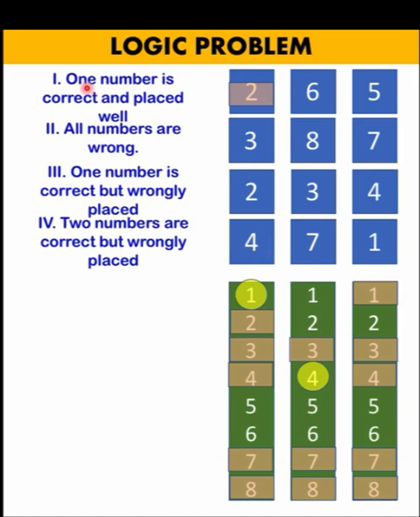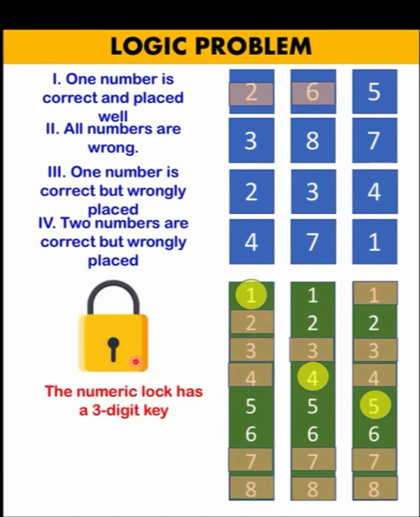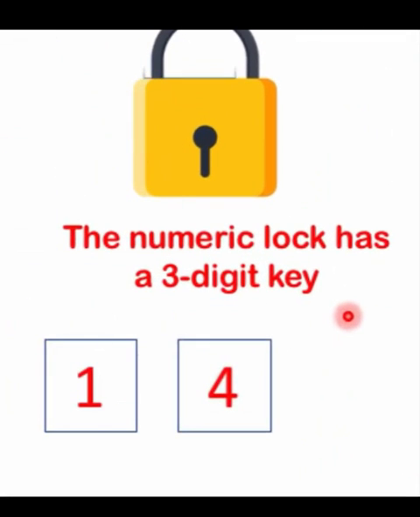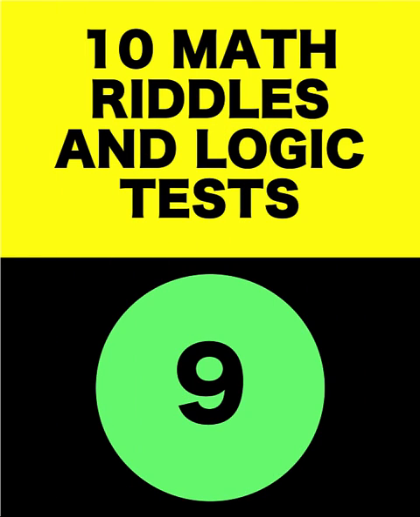And then going back to the first statement, one number is correct and is placed well. We know 2 is not that number, 6 is not that number because we already know that the middle digit is 4. So we are left here with 5 as the only correct answer based on statement 1, and 5 is in the right place value. So 5 must be the third digit. And so we now have the answer to our puzzle. The code to open this numeric lock is 1, 4, and 5, and that opens the lock.